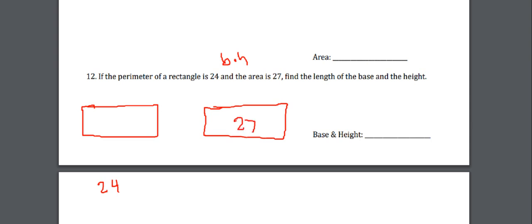So if I'm just thinking, well, what times what is 27? Well, 3 and 9, right? If this is 3 and this is 9, that makes 27. Does that work for the perimeter though? Let's see. Remember, in a rectangle, opposite sides are the same. So if I take 9 plus 9 plus 3 plus 3, I get 24. And that's what the perimeter was. So what is the base and the height? Well, the base is going to be 9 and the height is going to be 3.